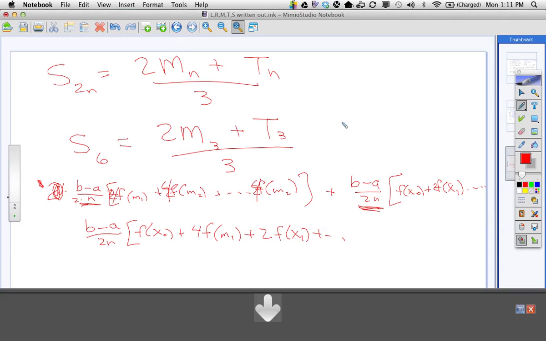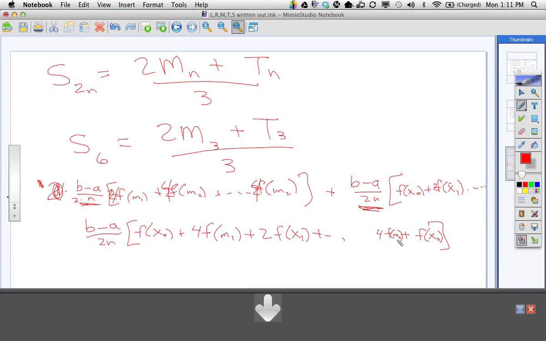And what would be the last one before the very end? The very last one would be just f of xn. What would be the last one? It'd be the last midpoint, wouldn't it? The last midpoint, which would be 4 mn. But so if I was to work this out, I have this whole thing. Now I've got to divide by 3 here, right? I still have to divide by 3. So that's going to change this a little bit, okay?